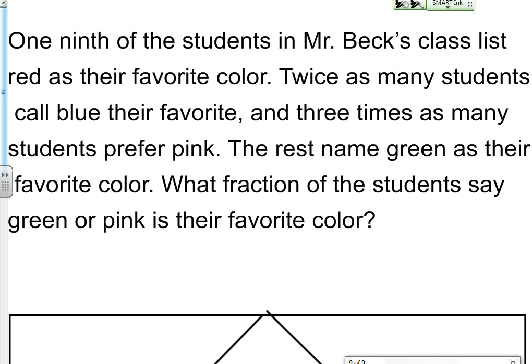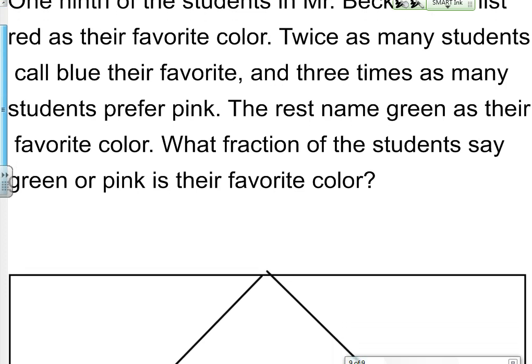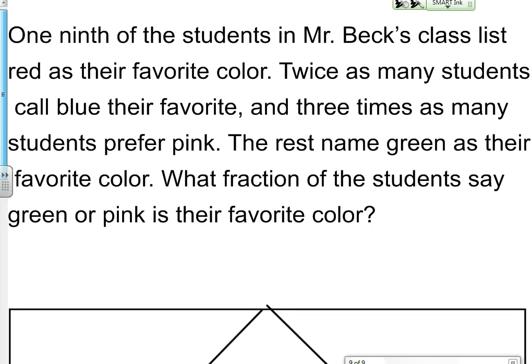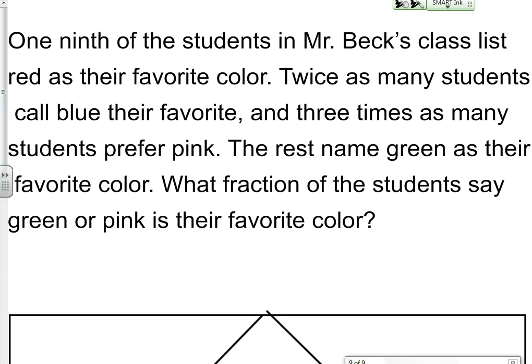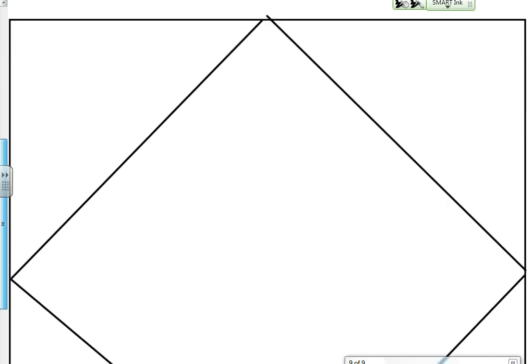Okay, we're going to solve the problem: 1/9 of the students in Mr. Beck's class list red as their favorite color. Twice as many students call blue their favorite, and 3 times as many students prefer pink. The rest name green as their favorite color. What fraction of the students say green or pink is their favorite color?